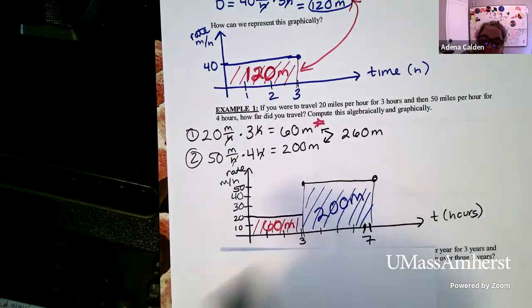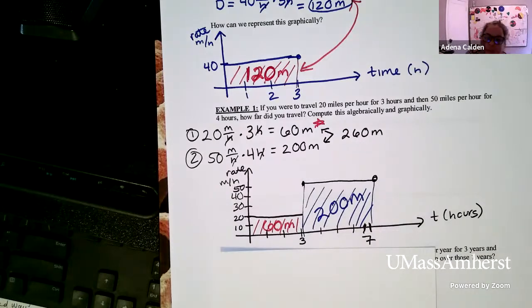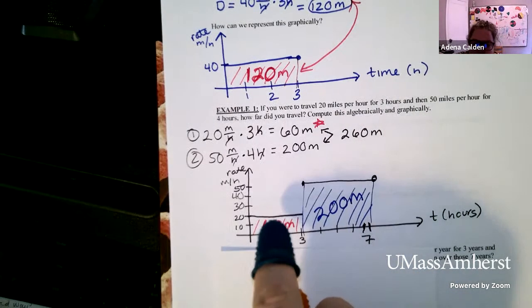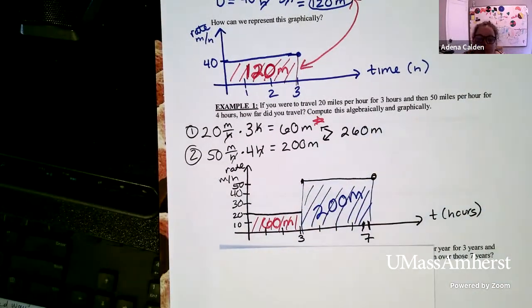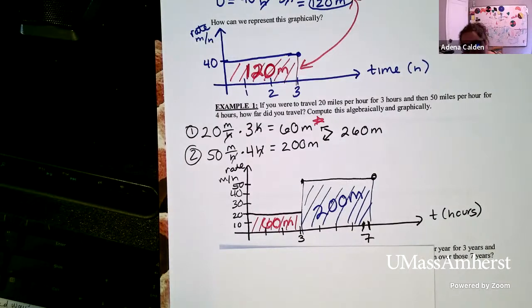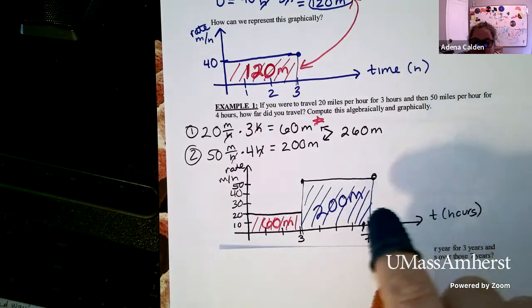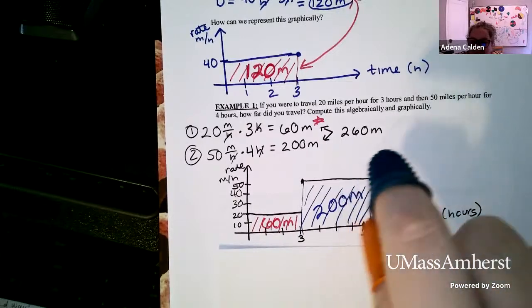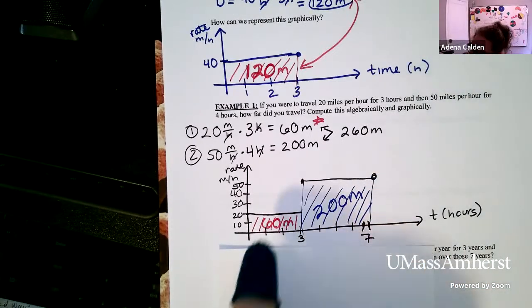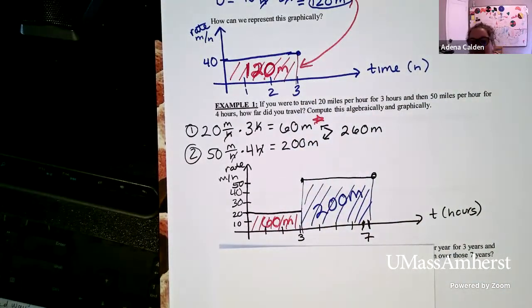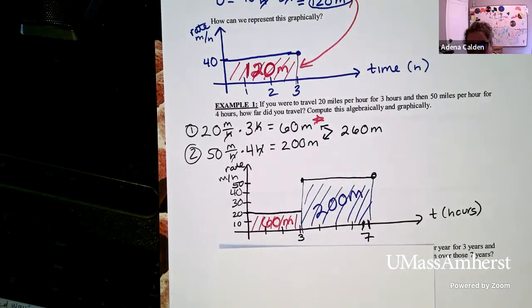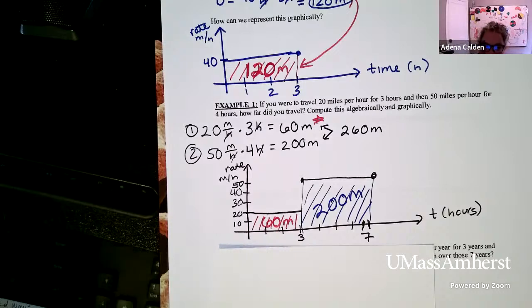And I put them next to each other in the order that they are presented, because first I was doing this, then I was doing this. So I have this rectangle first, and then I've changed, and now I'm going at a new rate, so that one comes second. So if I were to have more legs of my trip, I would just keep adding them on based on the rates that I was going, one after the other, and I would add up the areas just like I added them up here to get 260 miles total. Okay, so hopefully that's starting to make sense.